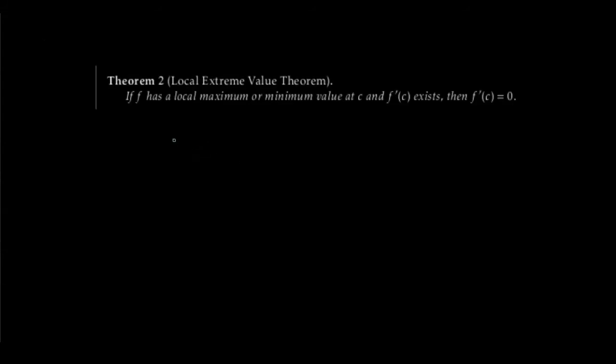There's also a local version of the extreme value theorem. Basically, this says that if f has a local maximum or minimum value at a point c, and that's the important bit there, and f prime of c exists, then f prime of c is equal to 0. Notice it's totally possible to have a local max or a local min without f prime of c existing.